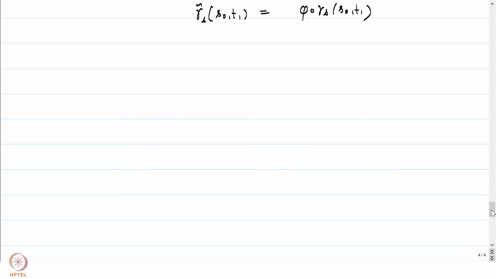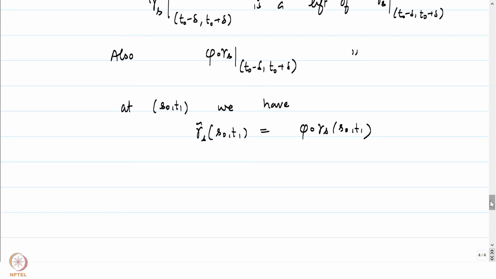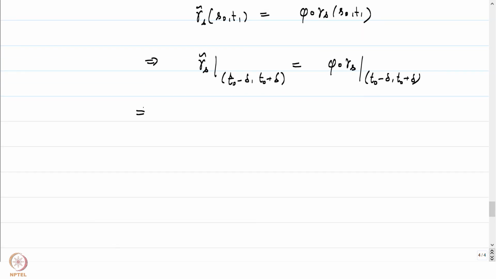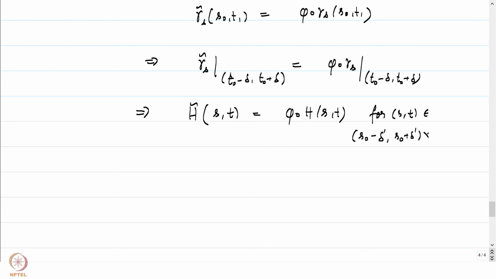Now we apply the uniqueness of lifts to this particular interval. We see that if two lifts are going to be equal at one point, they have to be equal in the entire neighborhood, in the entire domain, and therefore we get to conclude that gamma S tilde restricted to T0 minus delta to T0 plus delta is equal to phi composed with gamma S restricted to T0 minus delta to T0 plus delta, which tells us that H tilde of S comma T is equal to phi composed with H of S comma T for S comma T belonging to S0 minus delta prime, S0 plus delta prime cross T0 minus delta to T0 plus delta. This is precisely what we have established.